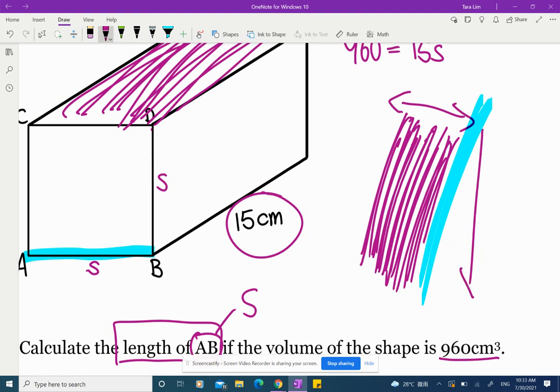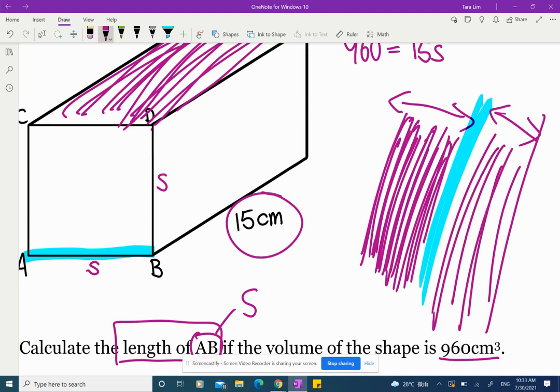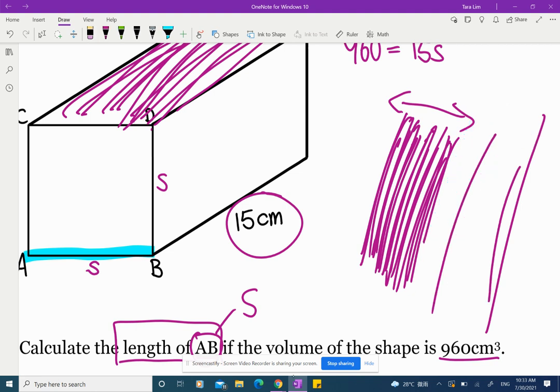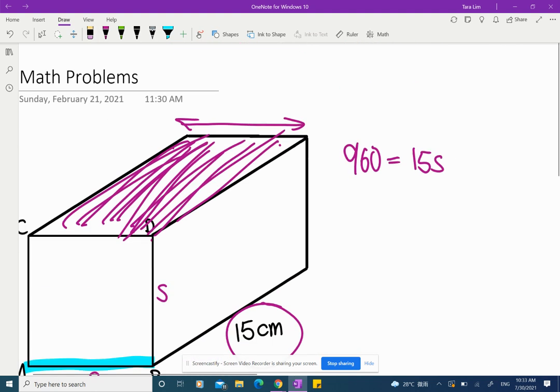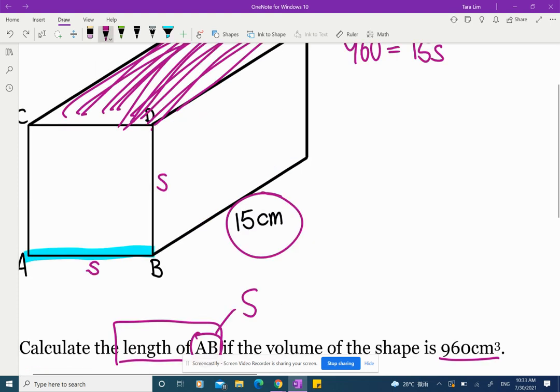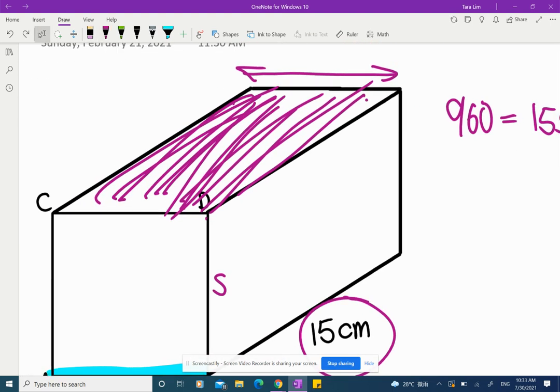Do you think the height is like that? No, because the floor is not like this. If the floor is like this, the height is like that. But this time the floor is here, and the papers are stacking this way. So the height is this. Now we know that the height is this one, which is the height of this one, they're the same.